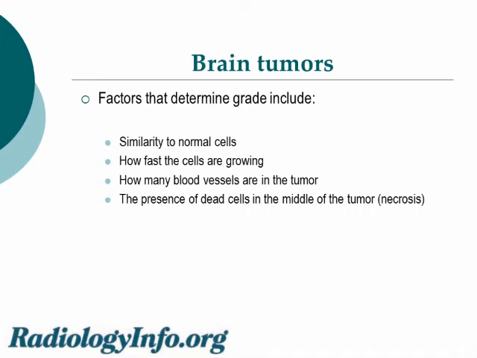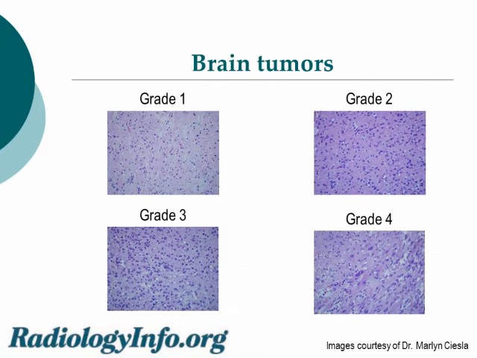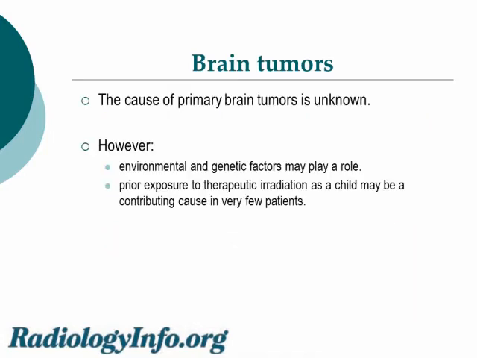Factors that determine the grade of a malignant tumor include how similar these tumors are to normal brain tissue, how fast the cells are growing, how many blood vessels are seen in the tumor, and the presence of dead cells in the middle of the tumor called necrosis. Here are examples of grade 1 through 4 brain tumors that a board-certified pathologist would be able to determine once a biopsy is obtained.